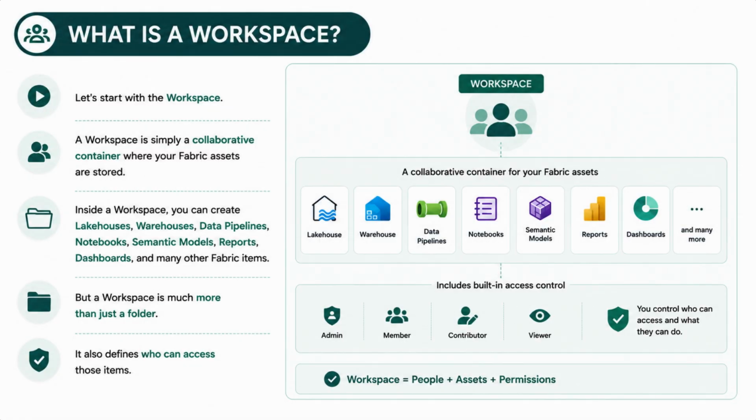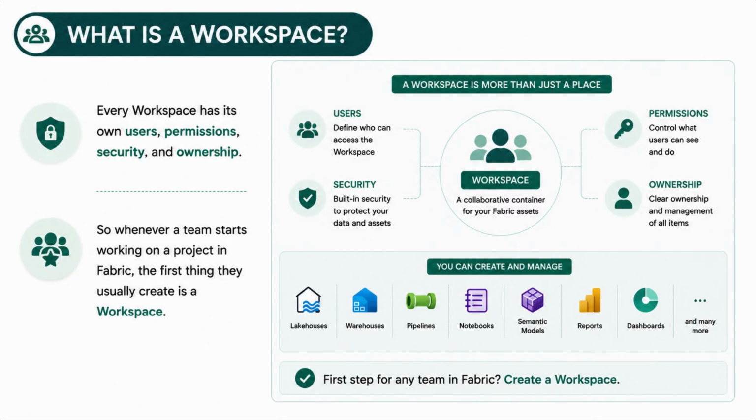A workspace is simply a collaborative container where your Fabric assets are stored. Inside a workspace, you can create lakehouses, warehouses, data pipelines, notebooks, semantic models, reports, dashboards, and many other Fabric items. But a workspace is much more than just a folder. It also defines who can access those items. Every workspace has its own users, permissions, security, and ownership. So, whenever a team starts working on a project in Fabric, the first thing they usually create is a workspace.